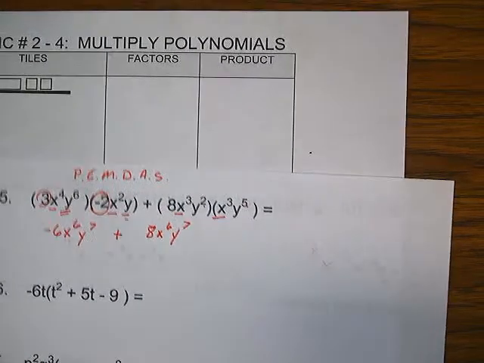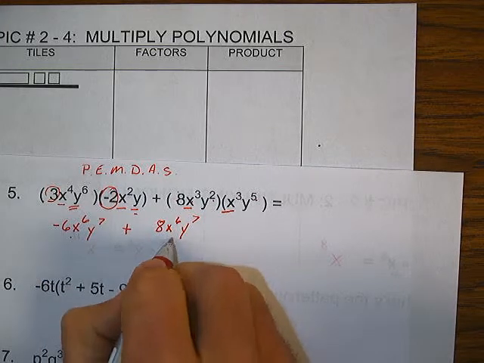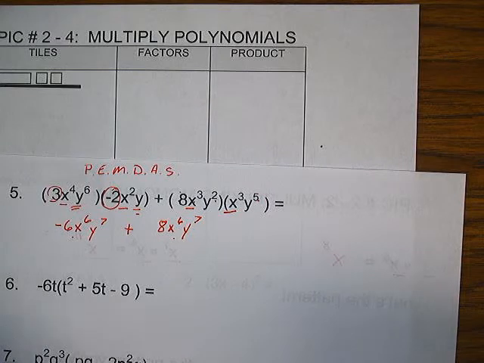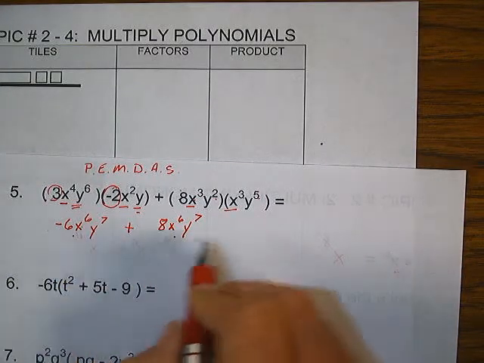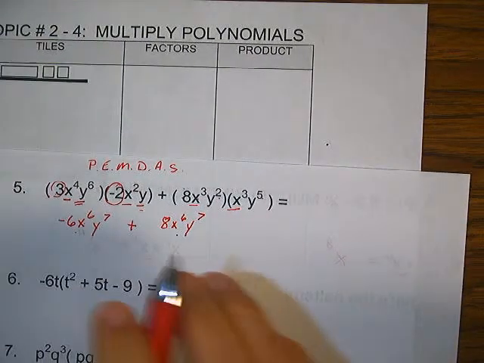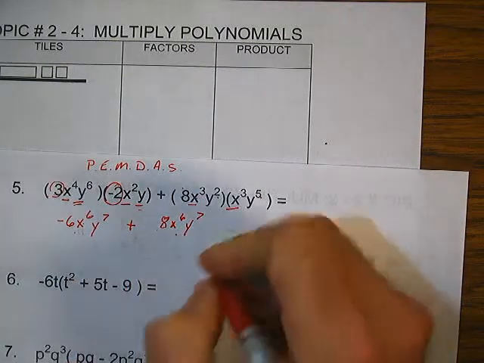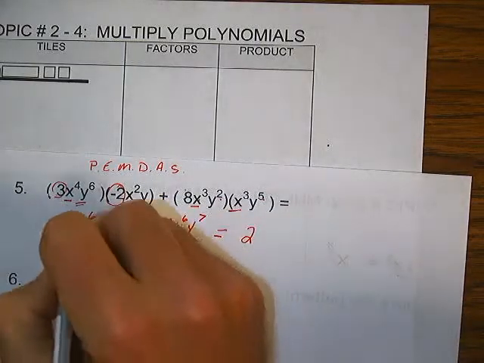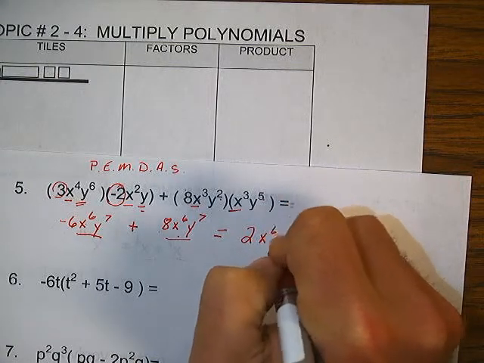Now, we learned last time from addition, the exponents and everything have to be exactly the same for them to be like terms where we can add them. We notice we have x to the 6th, y to the 7th here. Here we have x to the 6th, y to the 7th. It's the same, so we can actually add them. Negative 6 plus 8 is positive 2. When we add or subtract, our exponents stay the same. So that would be 2, x to the 6th, y to the 7th.